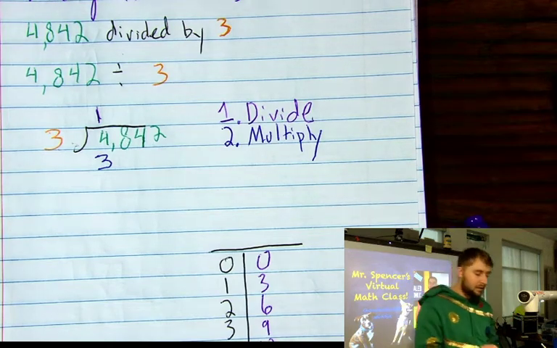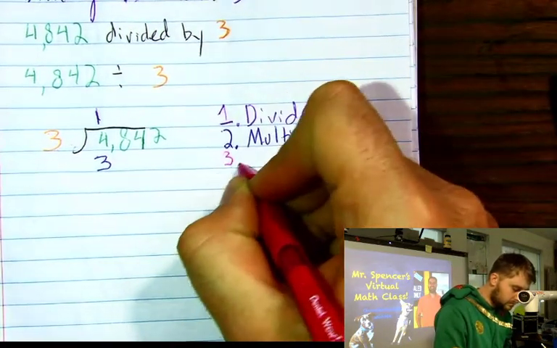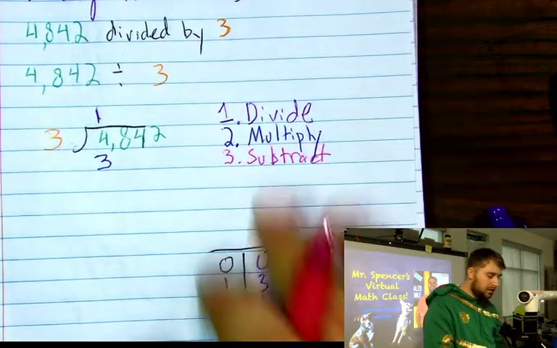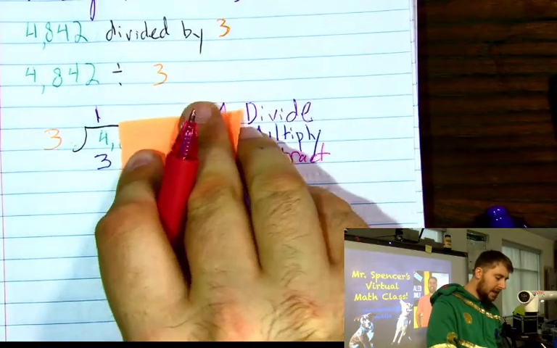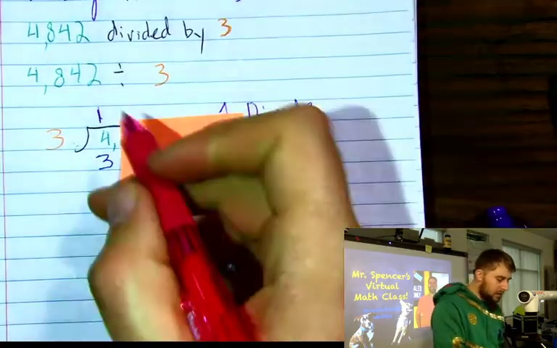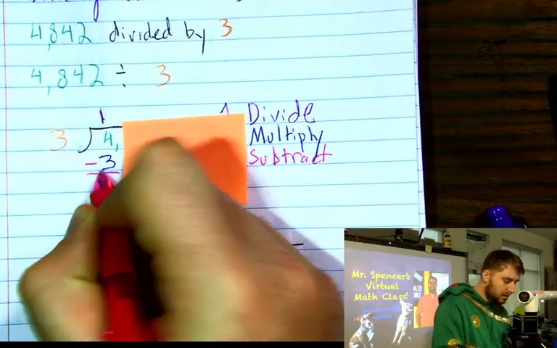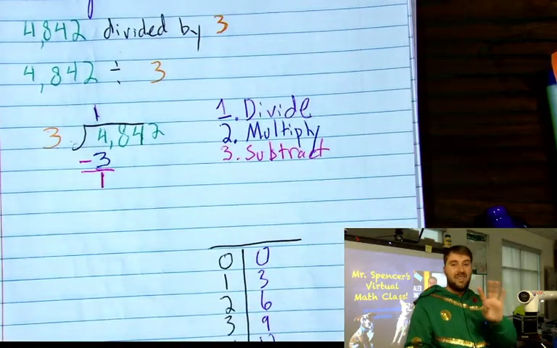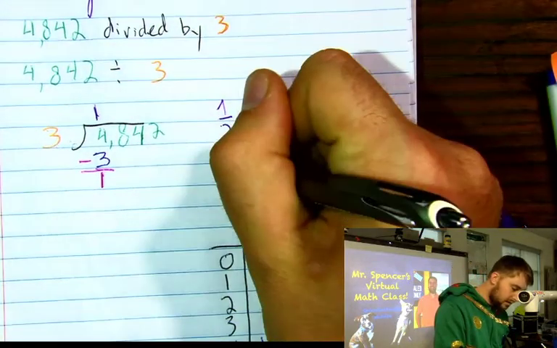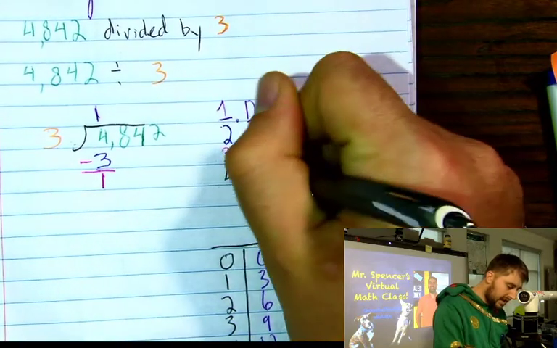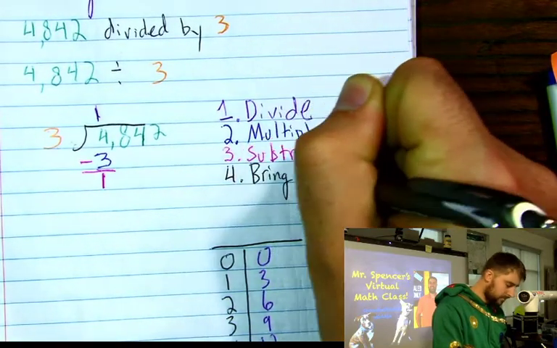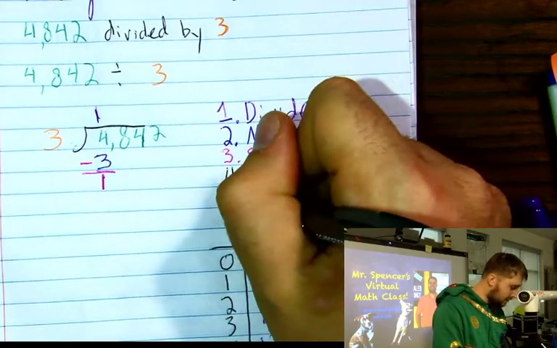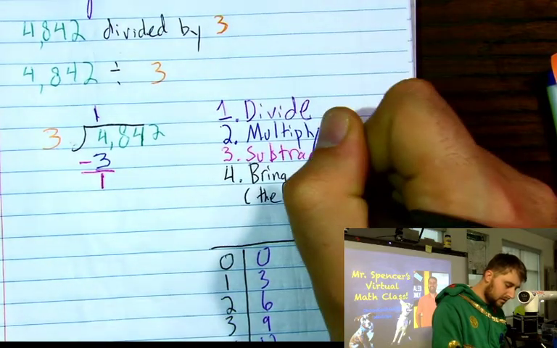Our third step is to subtract. We are still only worrying about the columns that we have numbers in down below. So we're going to do 4 minus 3. 4 minus 3 is 1. Now our fourth and final step is this. It's to bring down the next number. I'm going to put down, bring down, and then I'm going to put the next number in parentheses, or the next digit.